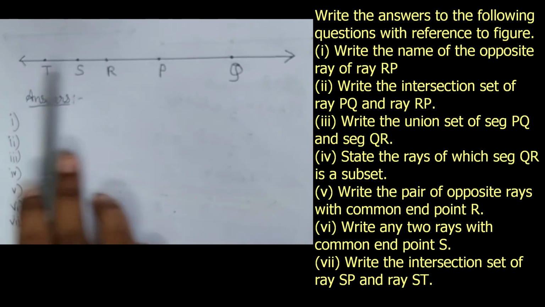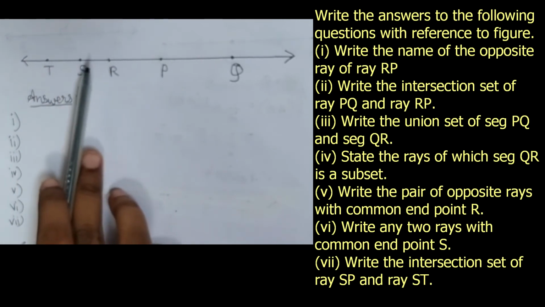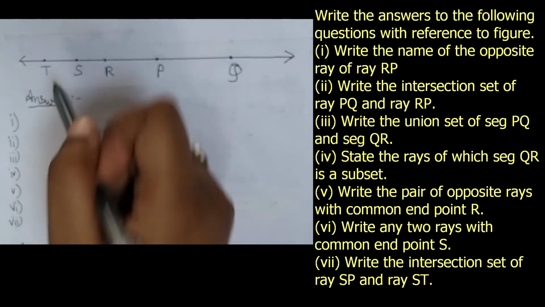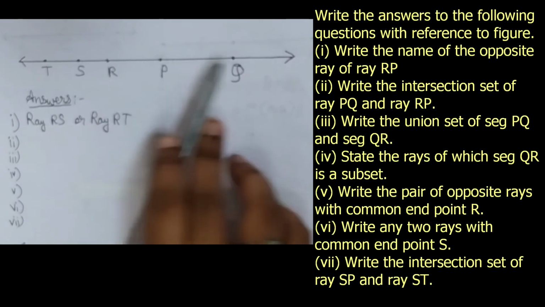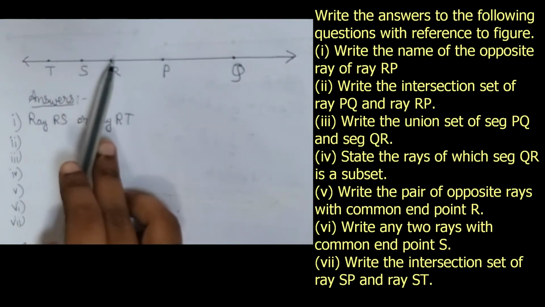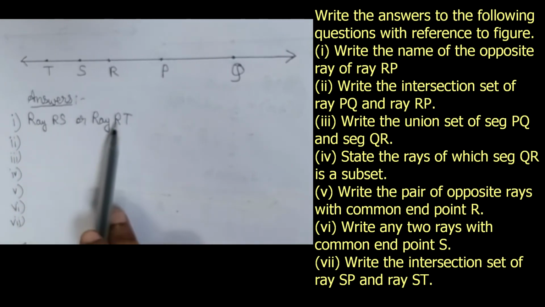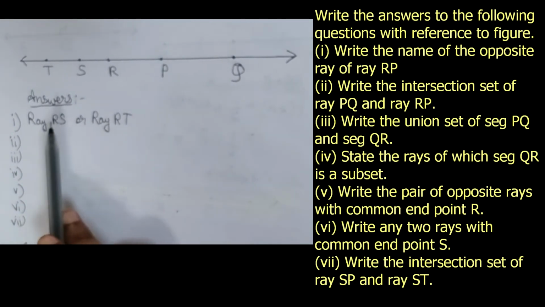Both are one and the same, right? Ray RS or ray RT. Okay, both we can write. So the opposite ray of ray RP is ray RS or ray RT. This is the first answer. Now the second question.